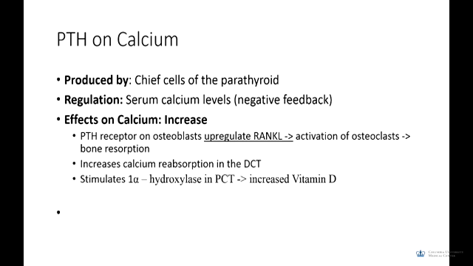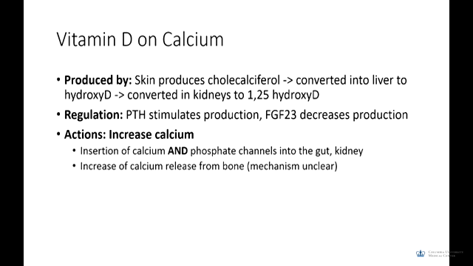So when you have increased vitamin D, you're going to get increased calcium and phosphate reabsorption in the gut and the kidney. Vitamin D is produced by the skin. It's converted in the liver by one enzyme to add 1 hydroxyl group, and then in the kidney, it's converted by 1-alpha hydroxylase to 1,25-hydroxy-D. Regulation we're going to talk about is 1, PTH, which we just talked about, and 2, FGF23, which decreases the production of vitamin D. Also, it was mentioned in lecture that calcium is released from bone as a side effect of vitamin D, but the mechanism is unclear.